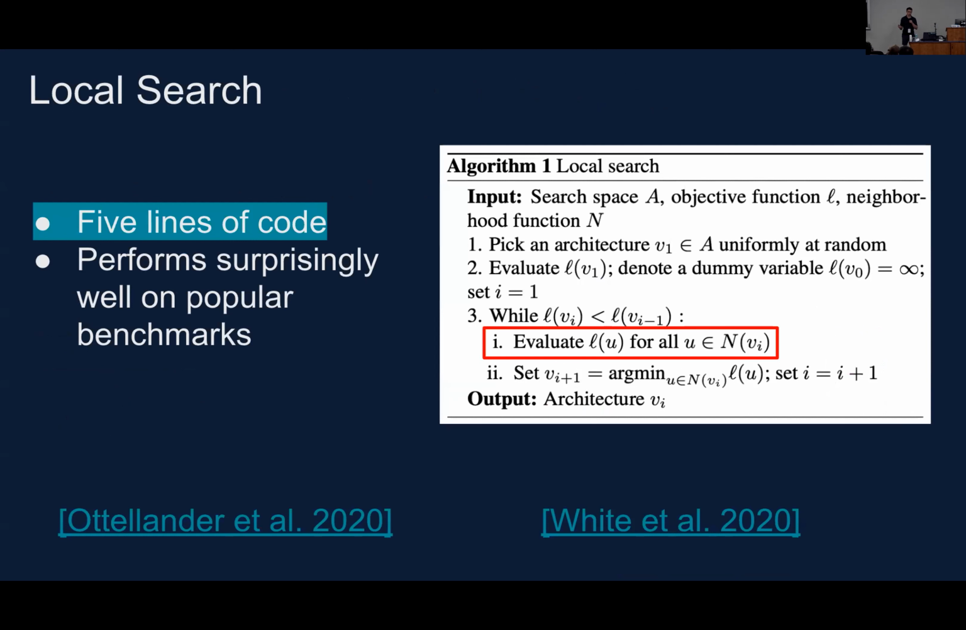Okay, so one more baseline that's always nice to run is local search, because a couple works 2 years ago also showed that local search is surprisingly quite competitive with some of the better NAS algorithms that are out there. But this is also a very simple algorithm, just 5 lines of code, where we pick an architecture and then evaluate all architectures in its neighborhood, and then find the best neighbor, and then recur and start the next iteration with that architecture.